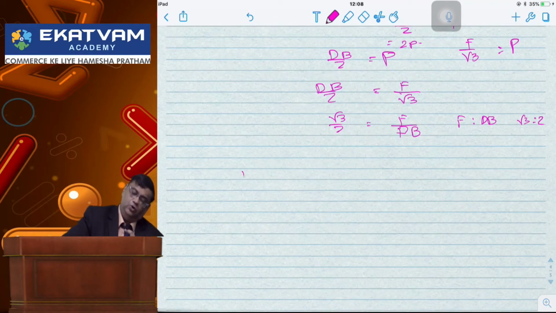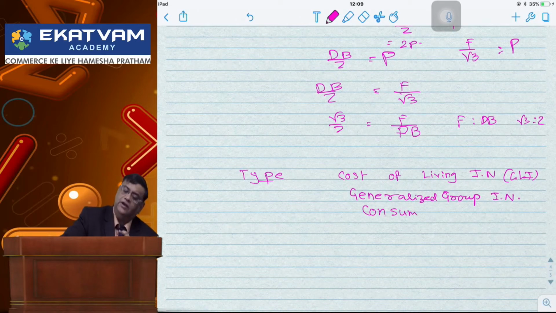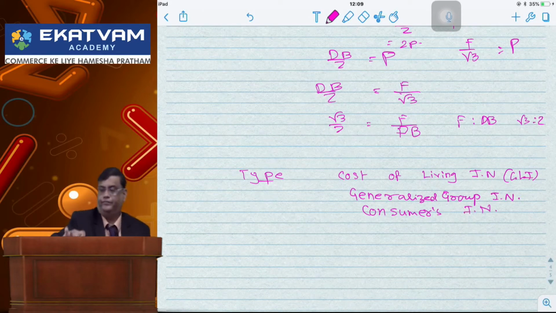Well, I come to the type 2 of index number, and that is related to cost of living index number, CLI. That is also called generalized group index number, and that is also called consumer's price index number. Alternative names.